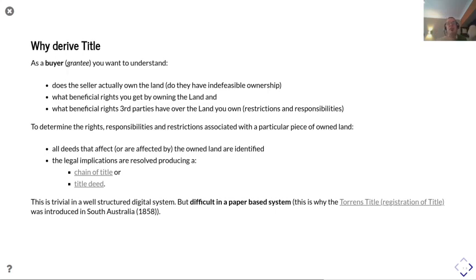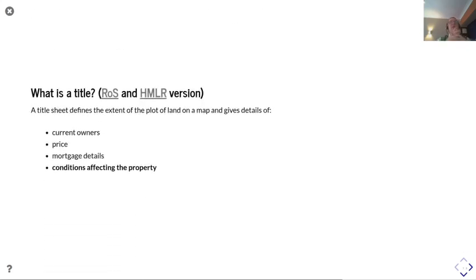So determine the rights, restrictions and responsibilities associated with a piece of owned land. Your solicitor looks at all of the deeds that affect or are affected by the owned land, and then the legal implications are resolved to produce your title deed or your chain of title. Now, this is trivial in a well-structured digital system, but it can be quite difficult in paper-based systems. And that's why the Torrens title, or registration of title, was introduced in South Australia in 1858. But we'll talk about that in more detail a little later on.